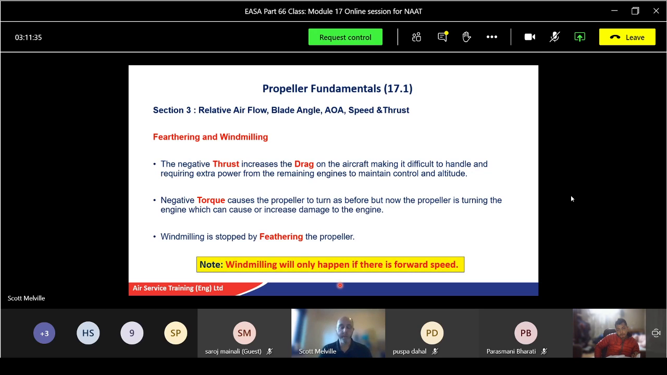Windmilling will only happen if you've got forward speed. So if you're on the ground, nothing's going to happen. But if I push the aircraft forward without the engine rotating and it's in the fine position, then yes, you will get windmilling action. So that's rotation of the propeller purely by the airflow going across the front of the propeller. That's what we call windmilling.